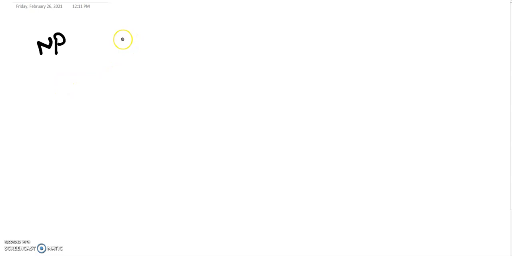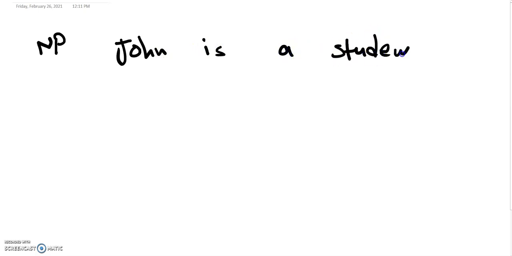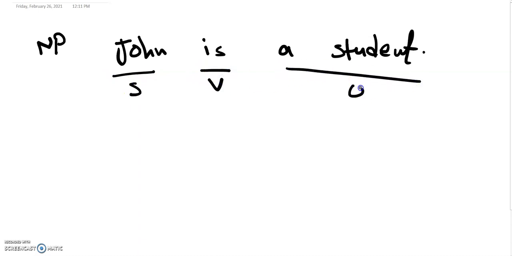So suppose that we have this sentence: John is a student. Now, grammatically, if you go through the structure of the sentence, simply we will say that this is a subject, this is a verb, and this is an object. Now, if you go through the kind of the word of the subject and ask the question, is John a noun, a verb, an adjective, an adverb, or a preposition?